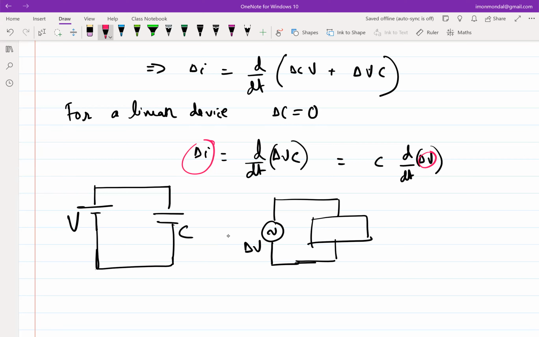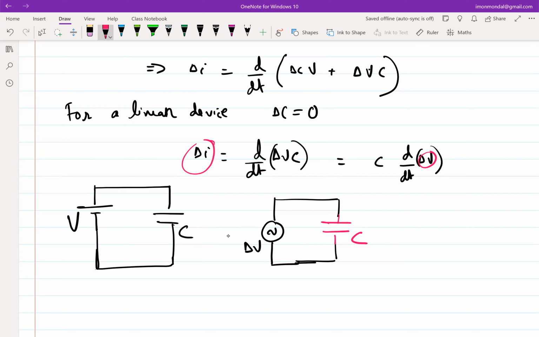So what is the voltage signal? The voltage signal is del V. What is the current signal? It's del I. So what is the relationship between del I and del V? It's C d del V dt, right? So what type of relationship is this? This is that of a capacitor. So a capacitor remains a capacitor. A linear capacitor remains a linear capacitor, just like a resistor.